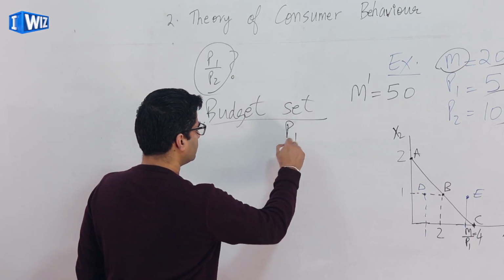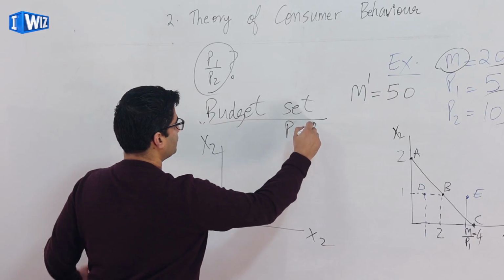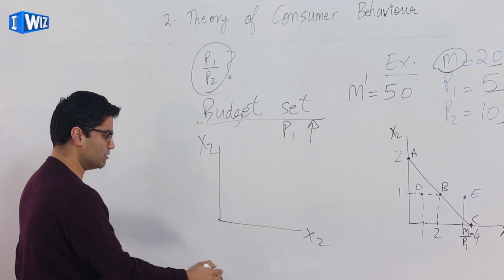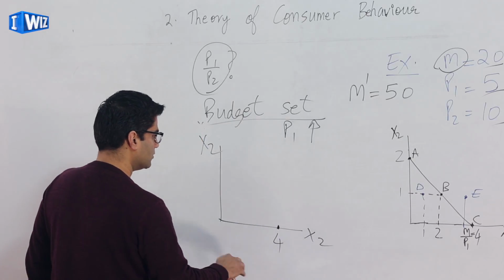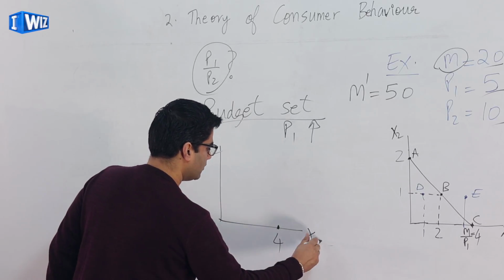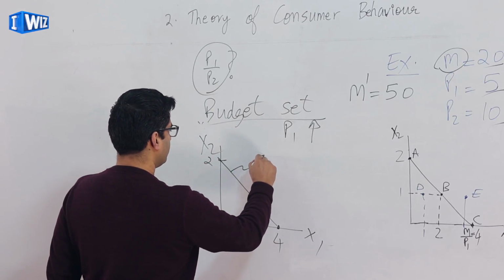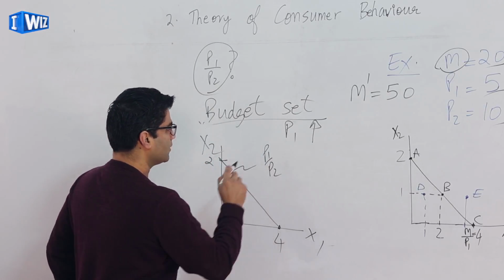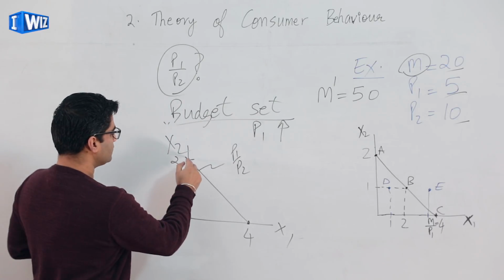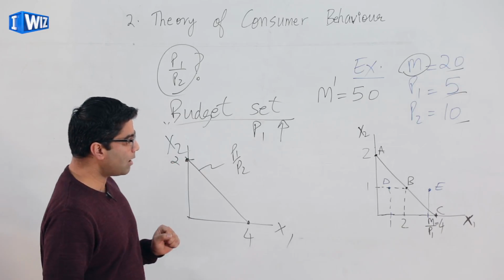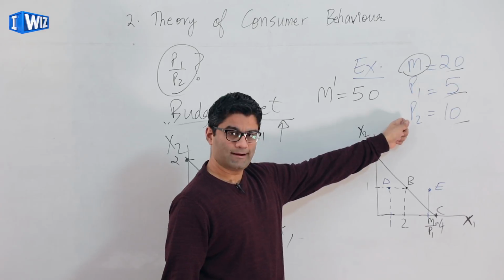So let's say price of good 1 increases, right? So it doesn't matter whether we increase or decrease. Again, we are going to start off with the same starting point, which is 4 of x1 and 2 of x2, and we have that budget line, the slope of which is P1 over P2. Now think about, if price of good 1 goes up, what happens to this vertical intercept, which is how much of good 2 can I buy if the price of good 2 is 10.